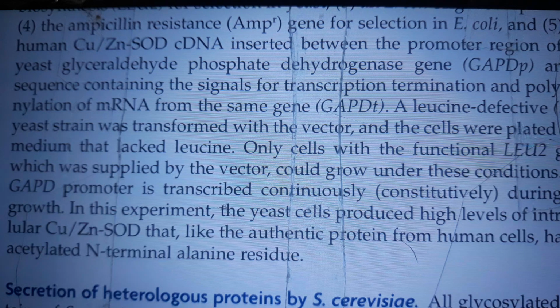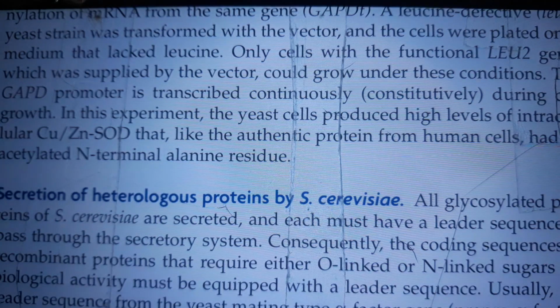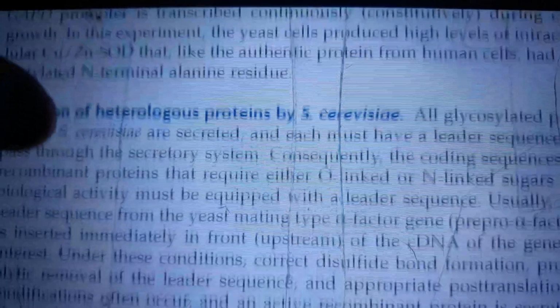A leucine-defective leu2 yeast strain was transformed with the vector, and cells were plated onto medium that lacked leucine. Only cells with a functional LEU2 gene, which was supplied by the vector, could grow under these conditions. The GAPDH promoter is transcribed continuously, constitutively, during cell growth. In this experiment, the yeast cell produced high levels of intracellular copper zinc SOD that, like the authentic protein from human cells, had an acetylated N-terminal alanine residue.